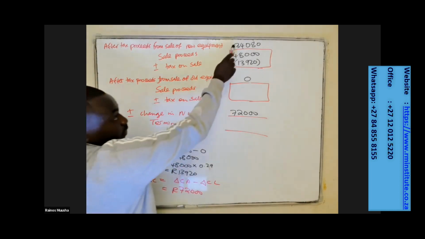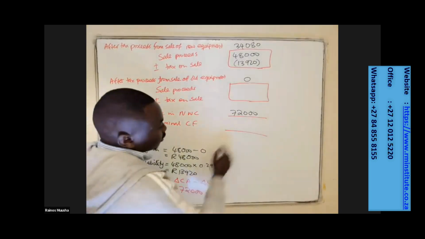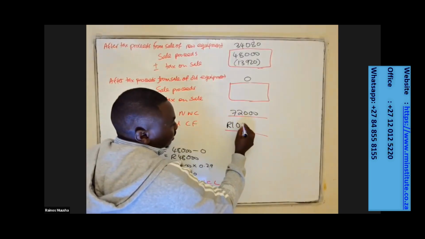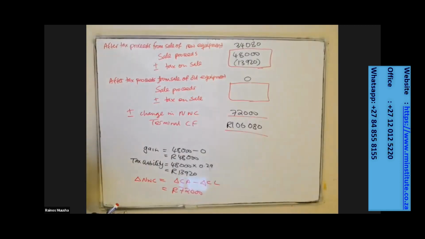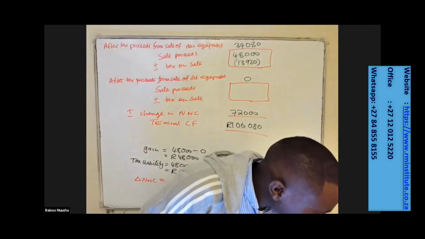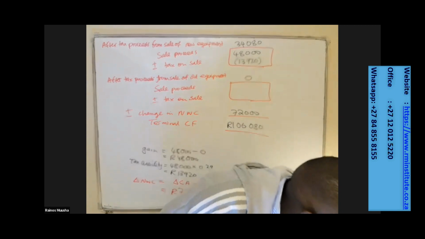So the 34,080 plus the 72,000 would give you a terminal cash flow of 106,080. Are we on the same page on how we're getting these figures now?